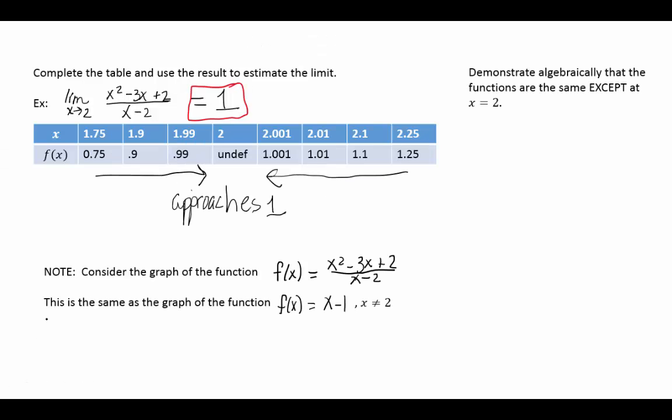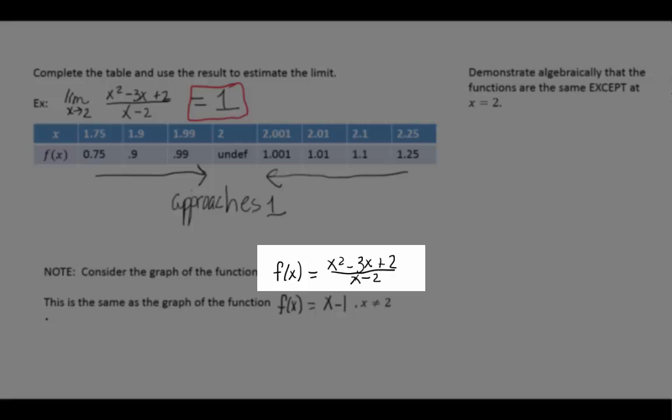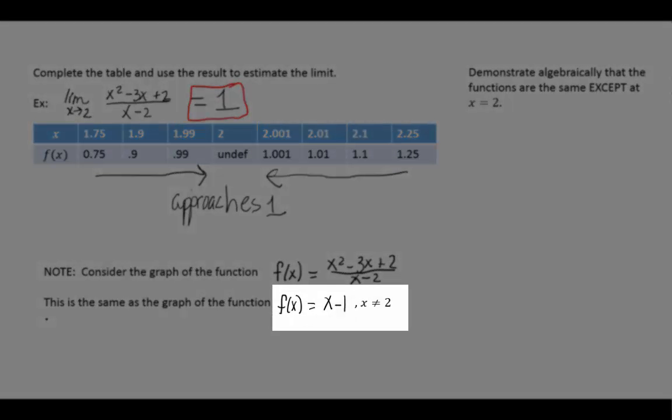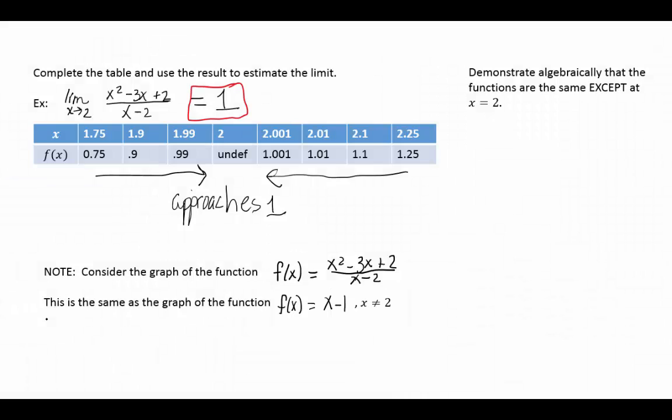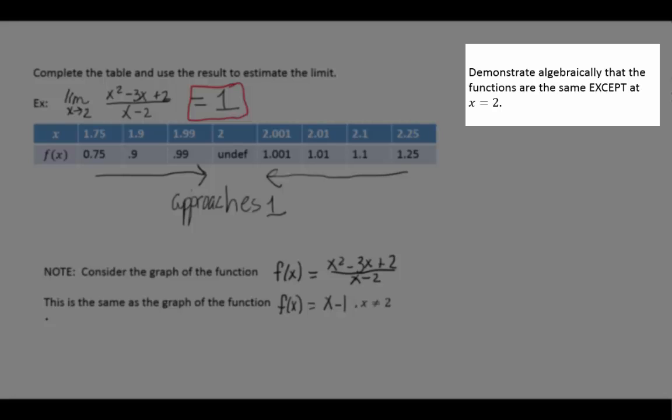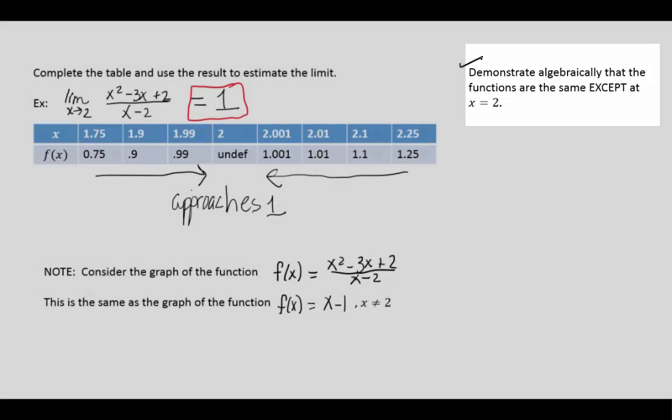I'm claiming that, in fact, this function, x squared minus 3x plus 2 over x minus 2, is exactly the same as the function f of x equals x minus 1, except at 2. How did I come to that conclusion? By factoring the numerator, right? So algebraically, to demonstrate that the functions are the same, all I mean is factor and cancel common factors.